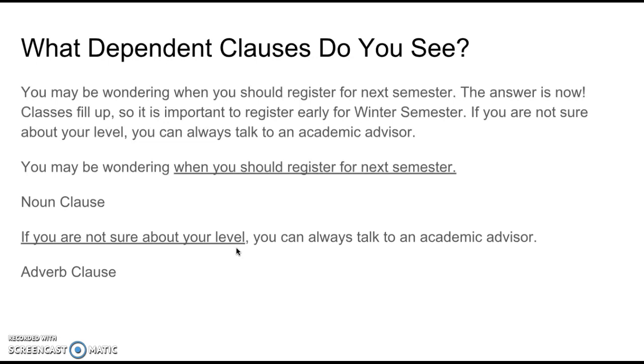So I hope these examples helped you clarify the difference between noun, adjective, and adverb clauses. And in the next section, you'll do a little bit more practice.